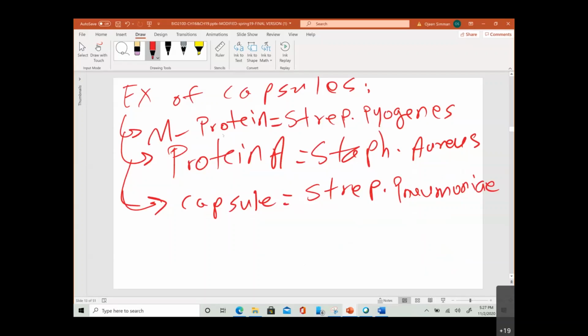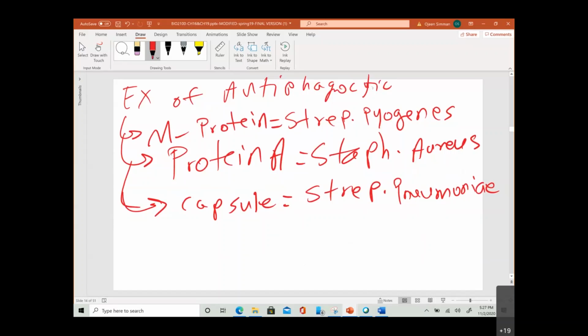So examples of antiphagocytic virulence factors.